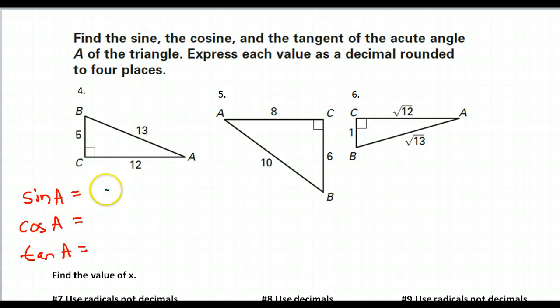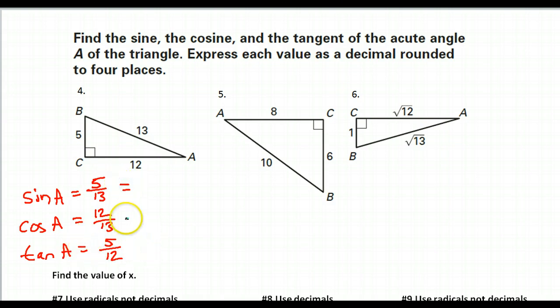Instead, I'm just going to set up the fractions using the definitions of sine, cosine, and tangent, and I will convert them to a decimal. So sine of an angle is the opposite leg over the hypotenuse. So sine A is going to be 5 over 13. Cosine of an angle is adjacent leg over hypotenuse, so that's going to be 12 over 13. And tangent of an angle is the opposite leg over the adjacent leg, so 5 over 12. Now those are the answers.